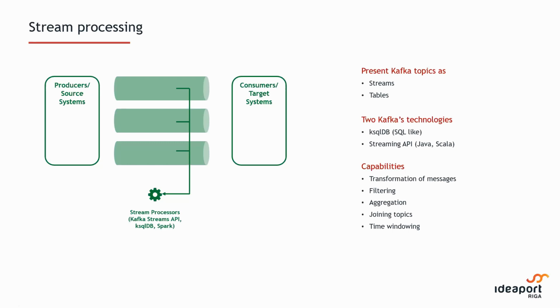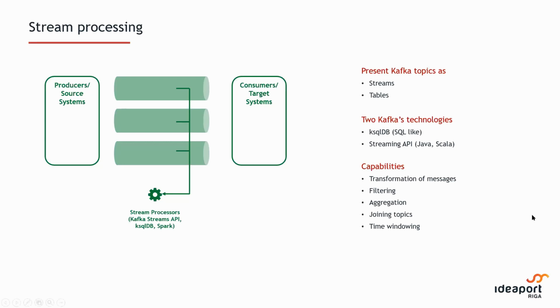To do that, you can use SQL-like queries. And for people working with Siebel, we are good at SQL. Streaming API is a library which you can incorporate in your Java or Scala application, and it effectively does a lot of things, even more than KSQL DB. The things you can do with that go in this capability section.